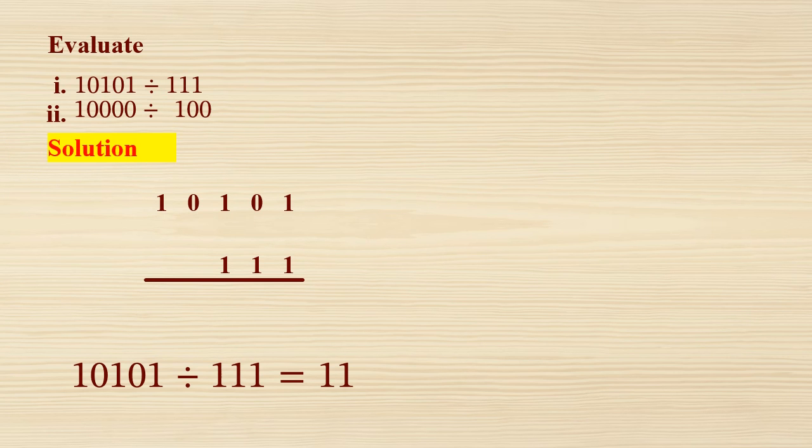So here we have 10101 minus 111. So 1 minus 1 is 0. Then the next one we have 0, we borrow 1, we have 10 minus 1 is 1. Then here we have 0 also, then we borrow 1, we have 10, 10 minus 1 is 1. Then here we are left with only 1. So the result is 1110.